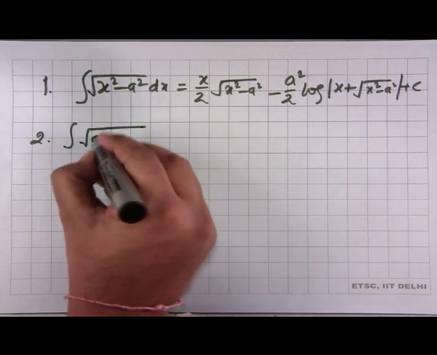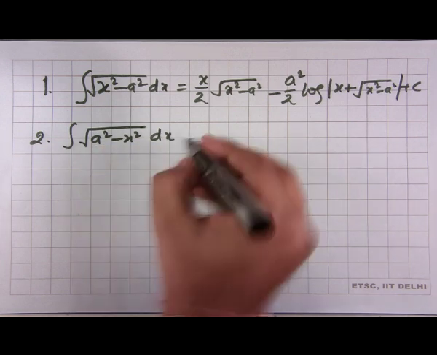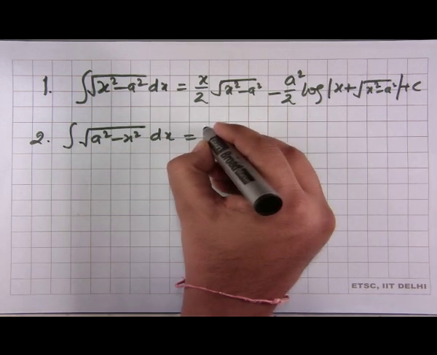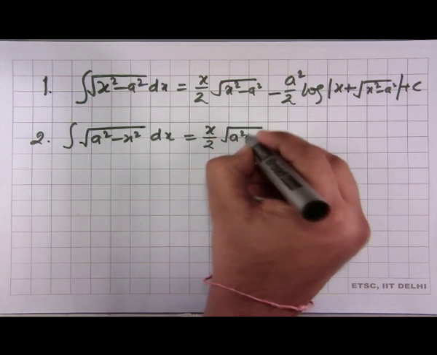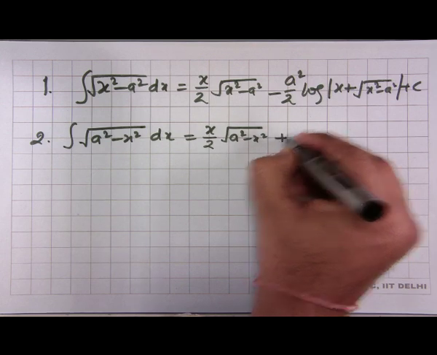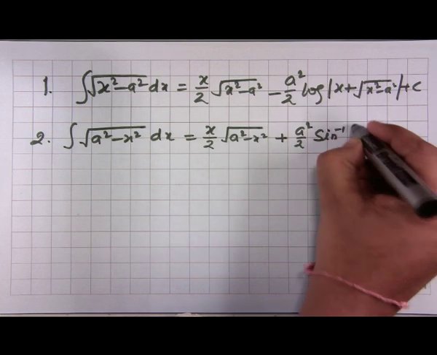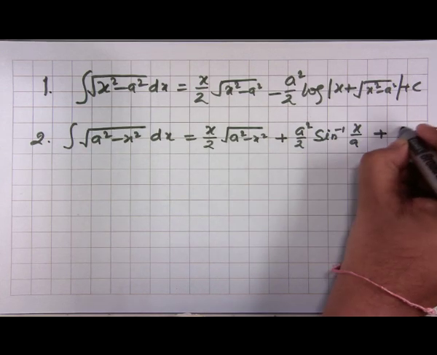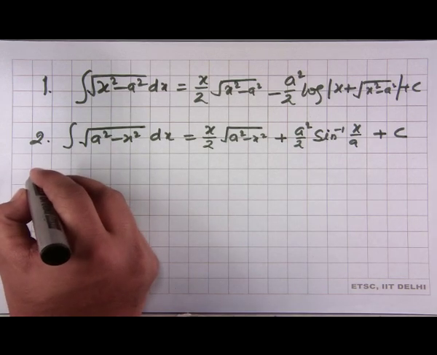Integration of square root of a square minus x square dx, which was close to 1 minus x square, is equal to x by 2 square root of a square minus x square plus a square by 2 sine inverse x by a plus c. This is the one which we observed in the example of x sine inverse x.